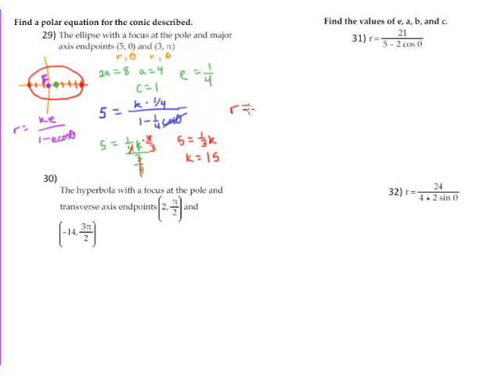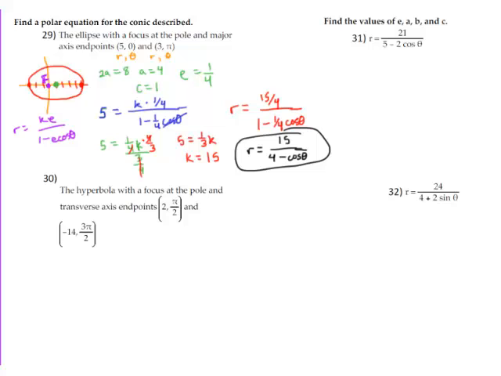So now I can write my equation. r equals k times e. So 15 times 1/4, which is 15/4, over 1 minus 1/4 cosine theta. And then finally we have to multiply everything by 4. I think this was the thing that didn't happen earlier on a problem that I tried to illustrate. Multiply everything here by 4 to get rid of our fraction. So that puts 15 over 4 minus cosine theta. Minus 1 cosine theta, which is just cosine theta. So that's our answer right there.